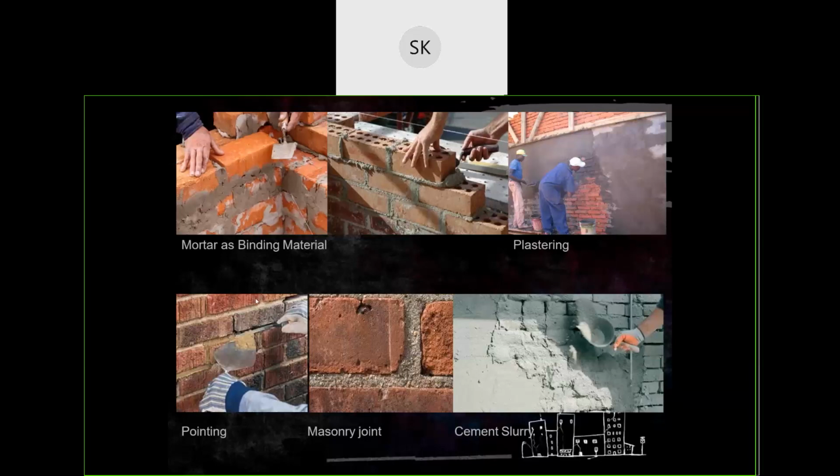So these are some pictures of mortars. Mortar as binding material, plastering. This is the cement mortar. They are using cement mortar. Earlier, when cement had not come into the industry, people used to use lime. Mortar as building material, plastering, pointing. See, this is the pointing. They are filling the gaps. These are provided on masonry joints.